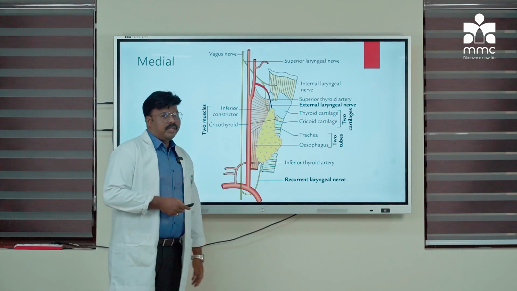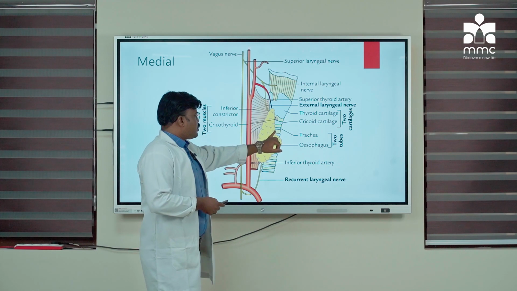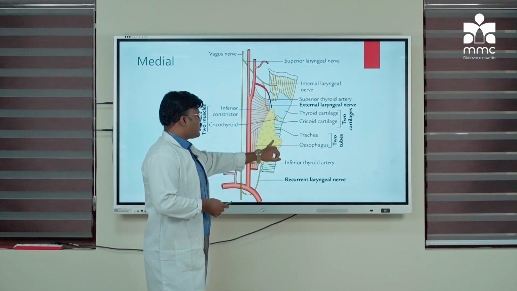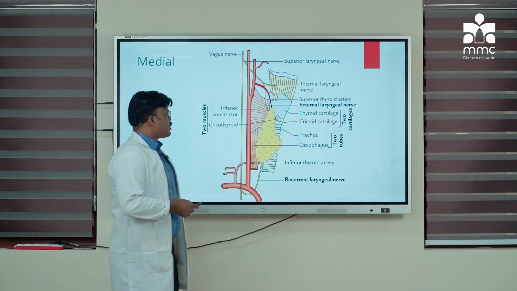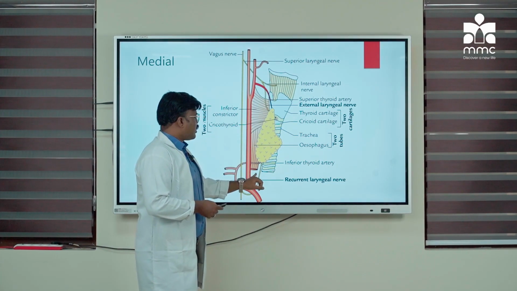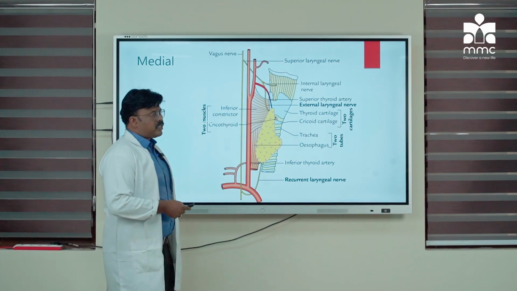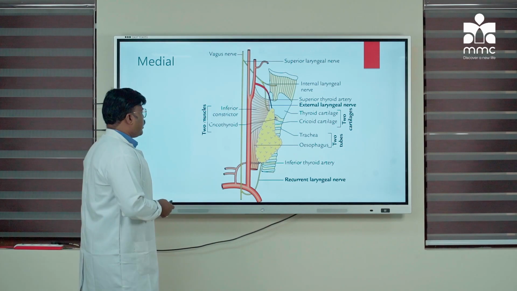So, the medial relations: medially it's related to two tubes, the larynx continuous as trachea and the pharynx continuous as esophagus, two nerves, the external laryngeal nerve and the recurrent laryngeal nerve, and two muscles, the inferior constrictor muscle and the cricothyroid muscle.